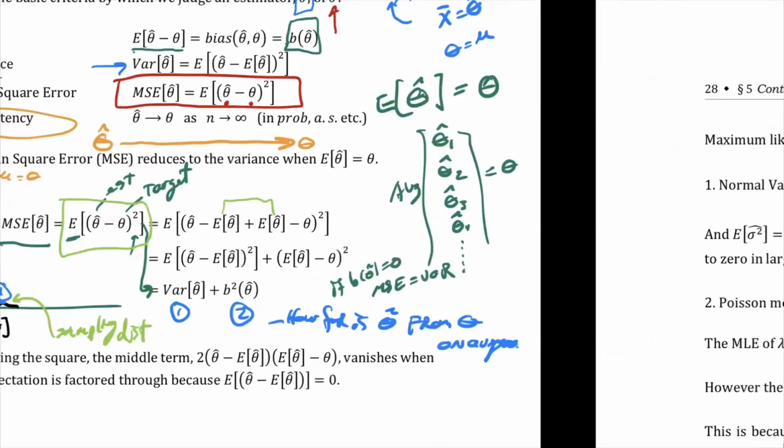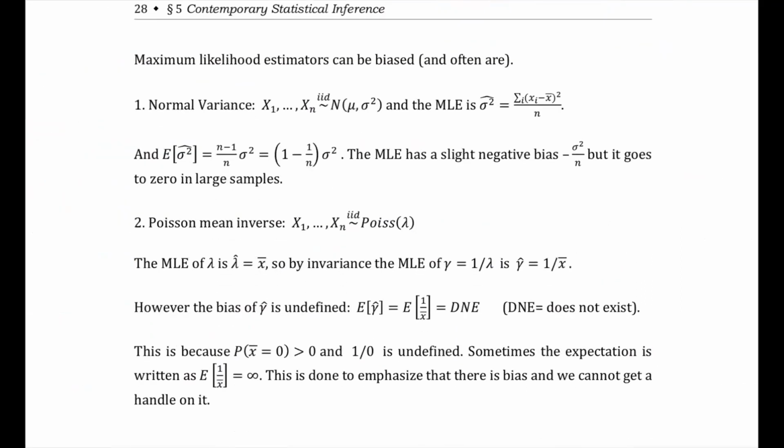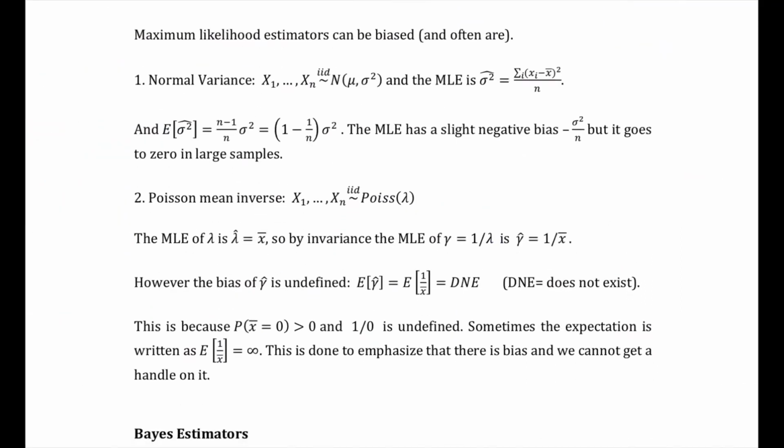All right, let's go on. Let's do some examples and see if we can figure out what's going on here. Here's a normal distribution, x1 through xn. They're independent, identically distributed. They come from a normal distribution with mean mu and variance sigma squared. We derived in the previous lecture the maximum likelihood estimator of the variance. So this is sigma squared hat, right? It's the estimate of the variance.